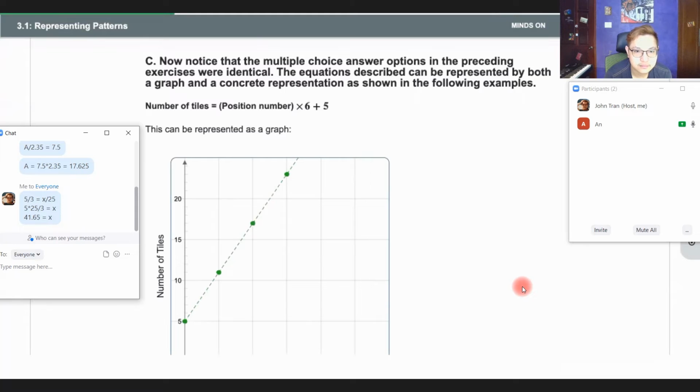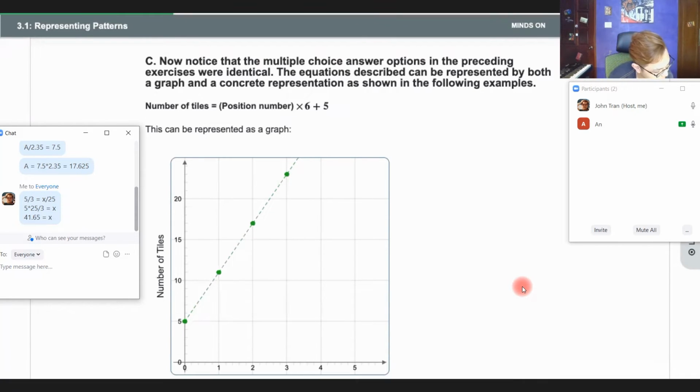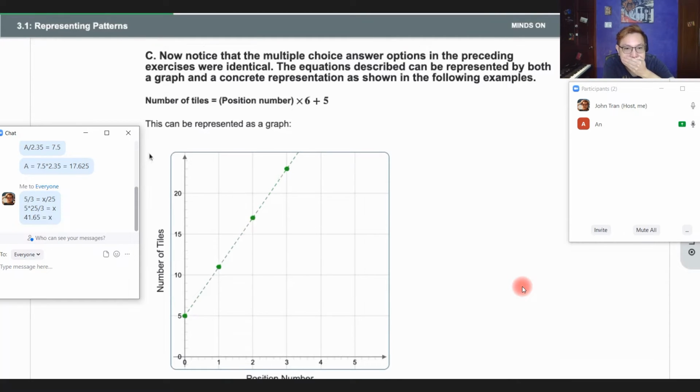C. Now notice that the multiple choice answer options in the preceding exercise were identical. The equation described can be represented by both a graph and a concrete representation, as shown in the following example. So number of tiles equals position number times 6 plus 5. This can be represented as a graph.